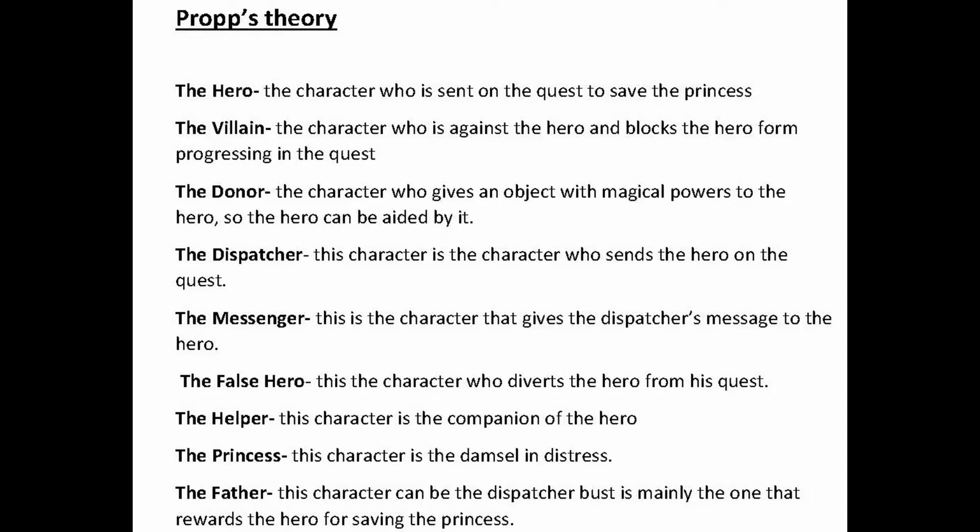the princess is the character. It's usually the damsel in distress, the character who needs saving. The best example that I can use in this case is Sleeping Beauty.